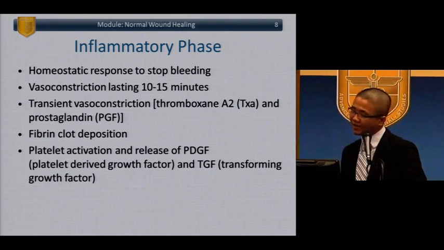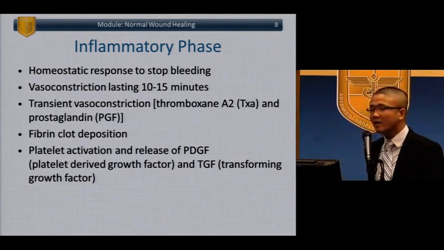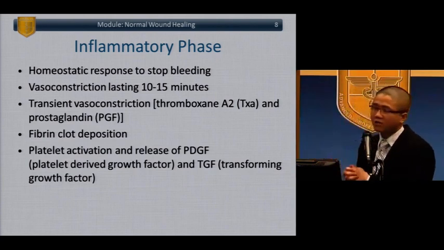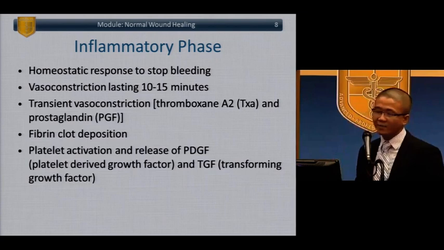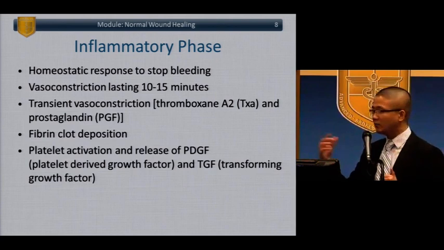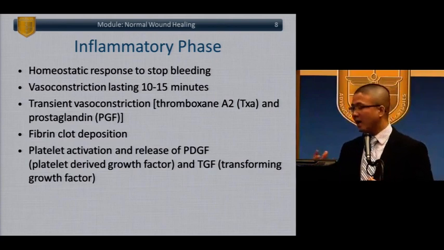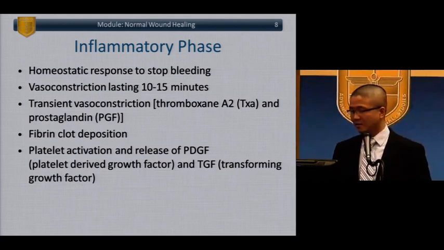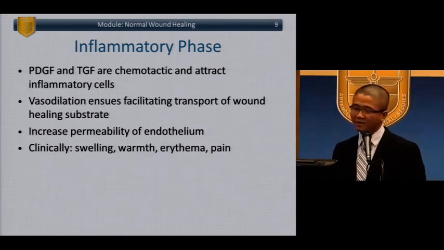Okay, this transient vasoconstriction is mediated by thromboxane A2, which is something important just to kind of pack in the back of your mind. Thromboxane A2, macrophages, these are very important words, and prostaglandin. All right. Thromboxane A2 will cause and induce vasoconstriction, then causes a fibrin clot deposition to occur. After the fibrin clot deposition occurs, it induces platelet activation, and platelets will release platelet derived growth factor, and then this entire complex starts activating a production phase, causing other inflammatory cells and more platelets to come in, right?